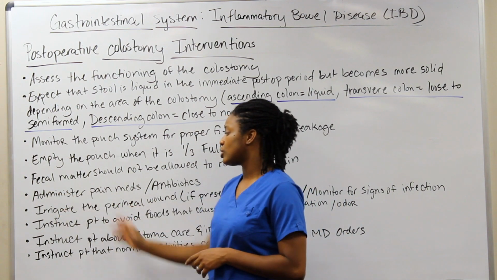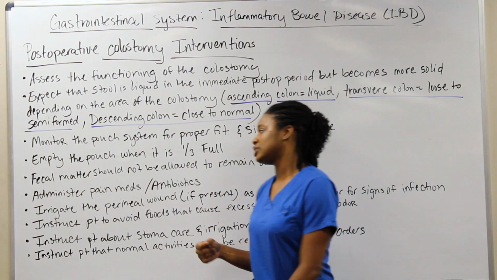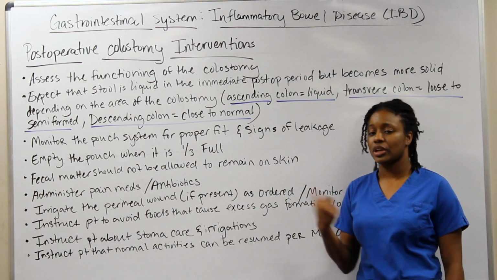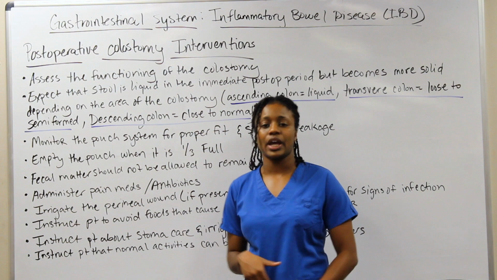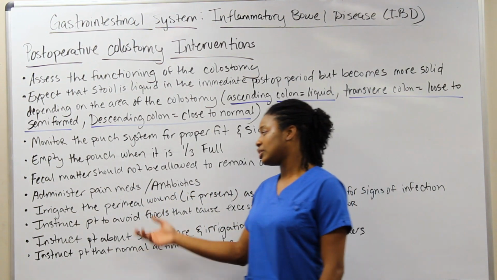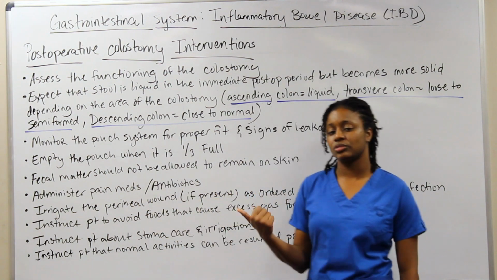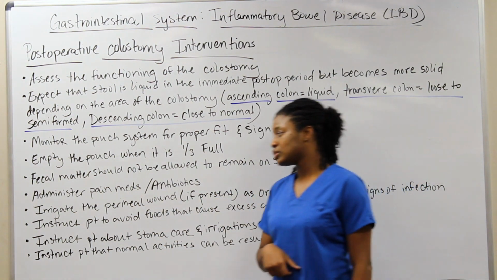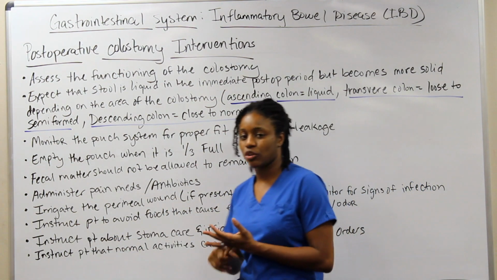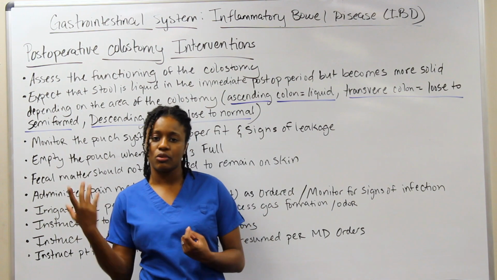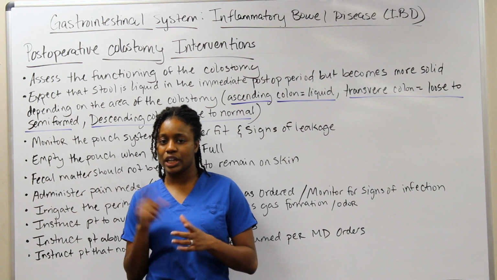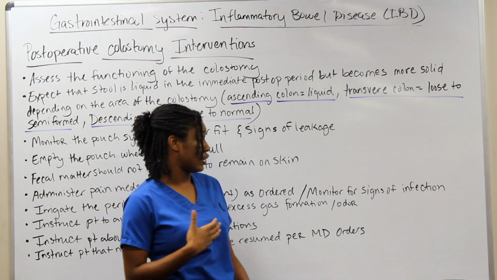All right. You also want to administer pain medication and antibiotics to the patient, and you want to teach them about irrigating the peritoneal wound if it's present and if it's ordered. Okay. Also, you want to monitor for signs of infection. So, depending on if there's an order, you may want to irrigate the wound. Okay. Also, you want to instruct the patient to avoid foods that cause excess gas formation, okay, which we already spoke about before, which is your milk and your alcohol. You want to avoid smoking, your whole grain, your nuts, your raw foods, things like that, right?